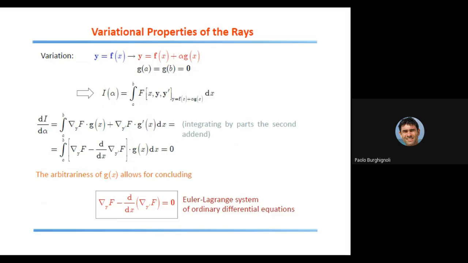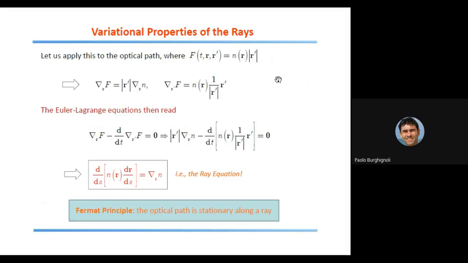It's just a definition. However, there is a one-to-one correspondence between the mechanical concepts and the optical concepts, as we will see in a moment, because if we specialize everything now to the case of the optical path, so the integrand now is the product of the refractive index and the absolute value of r prime, and if you perform with patience all the steps, so you calculate the gradients, which turn out to be characterized by these expressions here, then the Euler-Lagrange equations can be written in this way, and you will discover, of course, as expected, the ray equation.